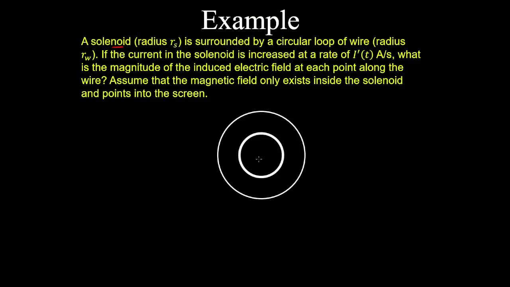A solenoid has a radius Rs and is surrounded by a circular loop of wire with a radius of Rw. If the current in the solenoid is increased at the following rate of I'(t) amperes per second, what is the magnitude of the induced electric field at each point along the wire? And we can assume that the magnetic field only exists inside the solenoid and points into the screen. So it looks something like this.